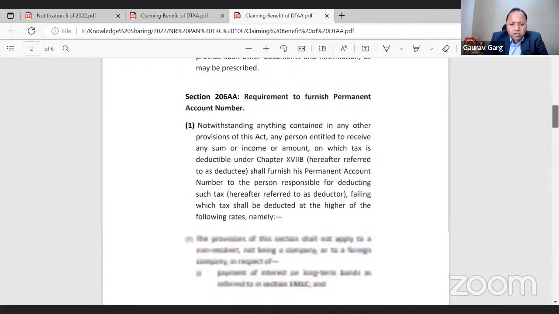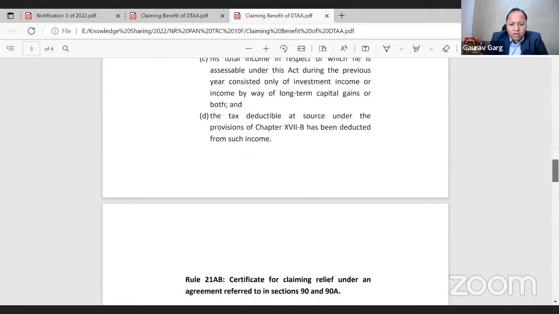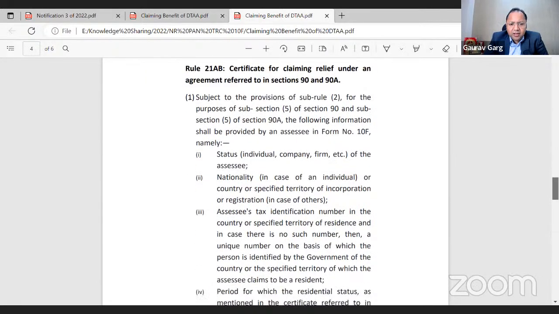Now, if I move on to the relevant provisions, the relevant rule with regard to section 90 is rule 21AB, which says: subject to the provision of sub rule 2, for the purpose of subsection 5 of section 90. Here it is not talking about subsection 4; it is simply talking about subsection 5. It says subject to the provision of sub rule 2, for the purpose of subsection 5 of section 90 and subsection 5 of section 90A, the following information shall be provided by an assessee in form 10F.